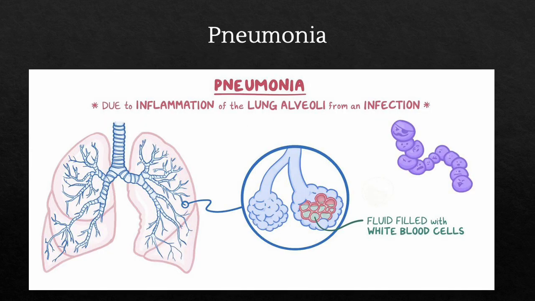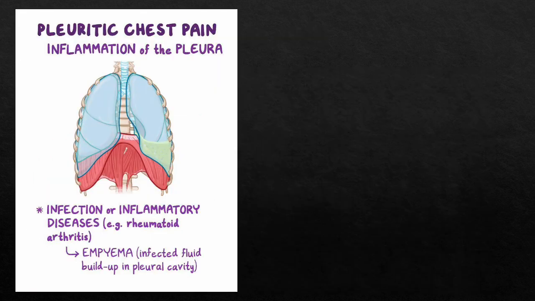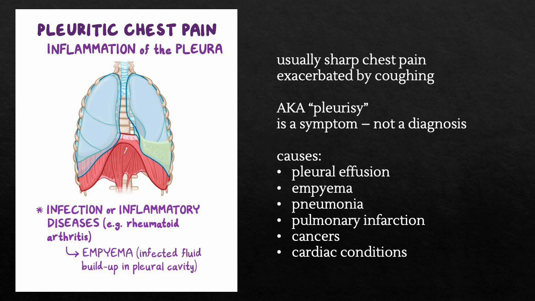Pneumonia is usually due to inflammation of the lung alveoli, which causes white cells to accumulate within the alveoli. These patients can be either hypoxic with increased work of breathing, or they can be stable with no increased work of breathing and just chest pain. Pleuritic chest pain is when there's inflammation of the pleura. It's usually infectious or inflammatory in nature. Pleurisy, or pleuritic chest pain, is a symptom, not a diagnosis, and there are lots of causes: for example, pleural effusions, empyema, pneumonia, pulmonary emboli, masses, multiple reasons.